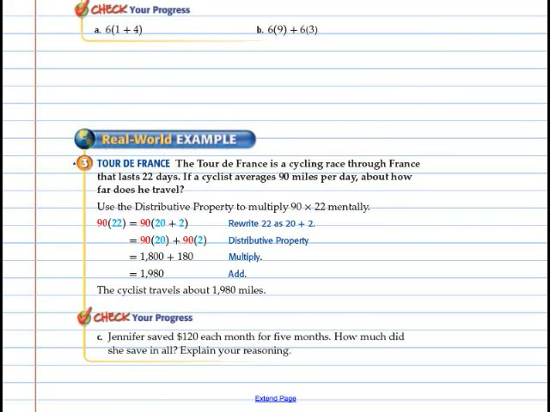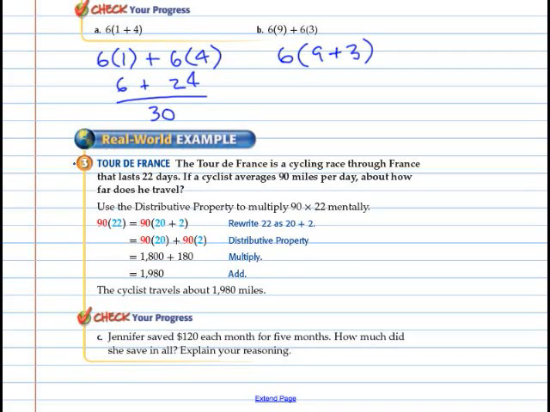In the Check Your Progress problem, problem number 1, we're going to distribute the 6 to the 1, so we have 6 times 1, and then we're going to add that to 6 times 4, which means we multiply before we add. We get 6 plus 24, which gives us a sum of 30. In the second example, we're going to combine the 9 and the 3 before we multiply. So we have 6 times 9 plus 3, which is 6 times 12, which is 72.